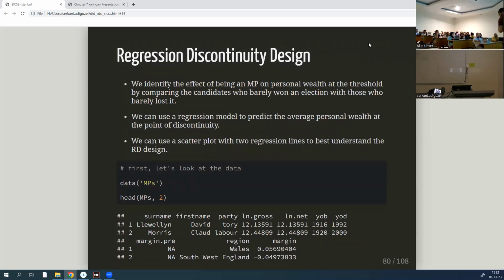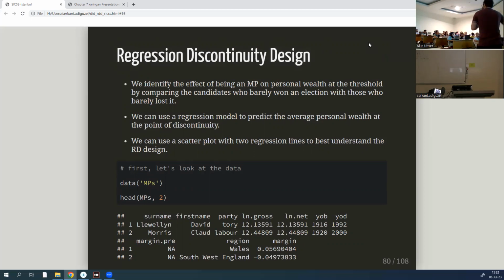So again, the data comes from Imai's library. So here, what we're going to compare is, each row is either an MP or a loser. But some of them barely lost, some of them lost by a wide margin. So losers and winners is our data set.